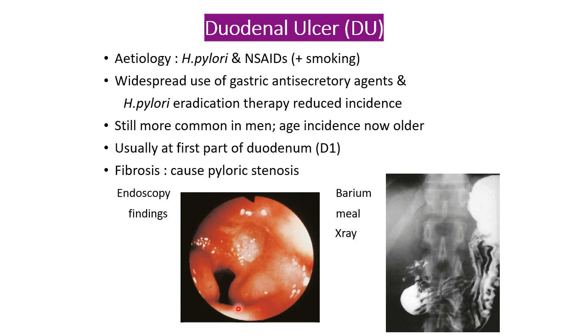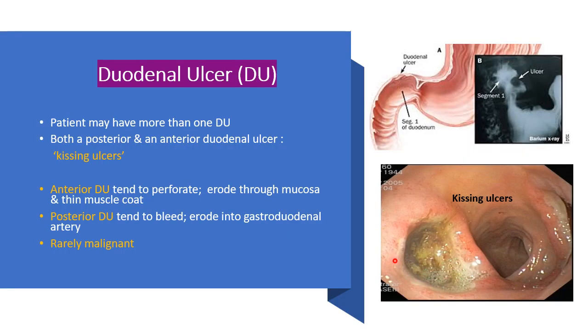The picture on the left here shows you a large ulcer crater in the duodenum, which can also be seen here in our barium meal. Duodenal ulcers usually tend to be multiple; more than one ulcer can be seen. Both the posterior and anterior walls of the first part of the duodenum can be involved, and such ulcers are known as kissing ulcers, here on the anterior and posterior walls.